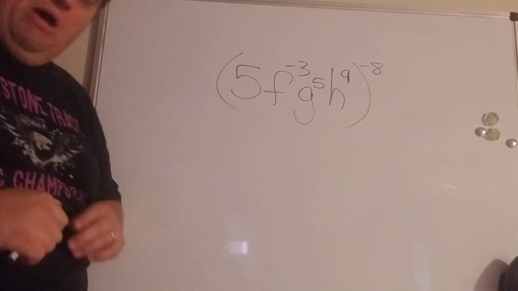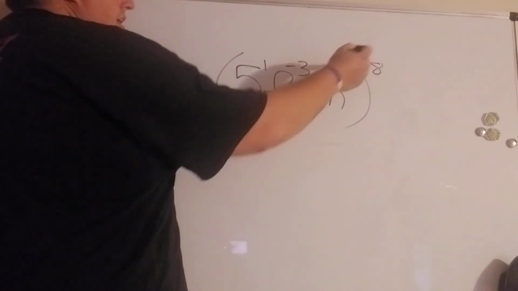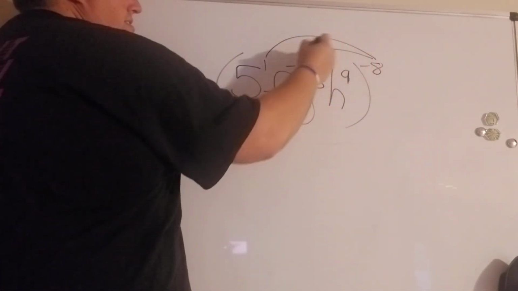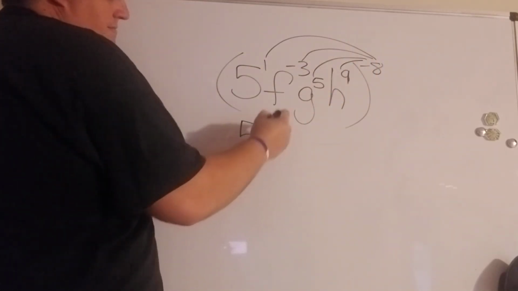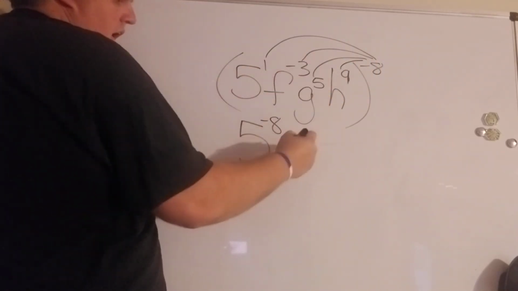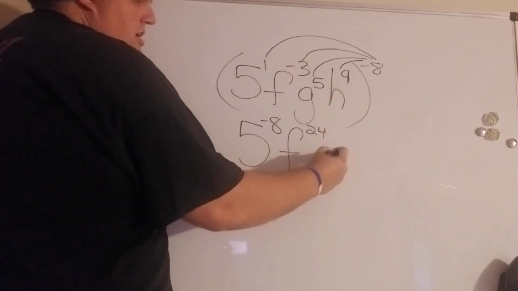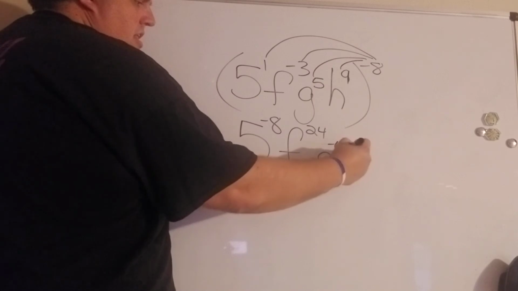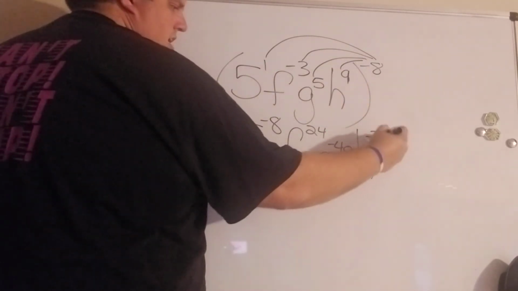So if we have a power to a power, we need to make sure that exponent goes to everything on the outside, inside. So negative 8 multiplied by all the exponents we have. So that'd be 5 to the negative 8. F to the positive 24th. Careful when you multiply negatives. G to the negative 40th. And H to the negative 72nd.